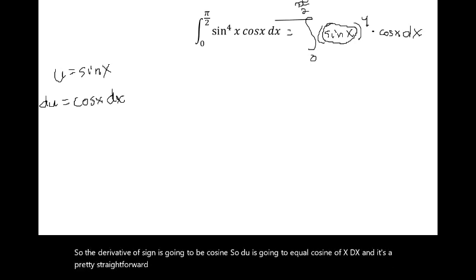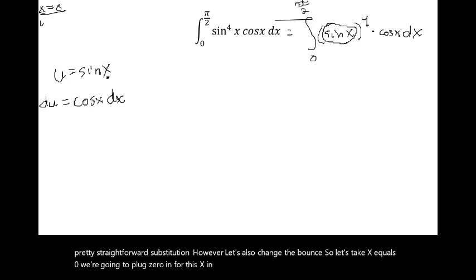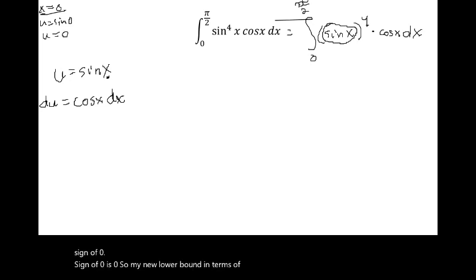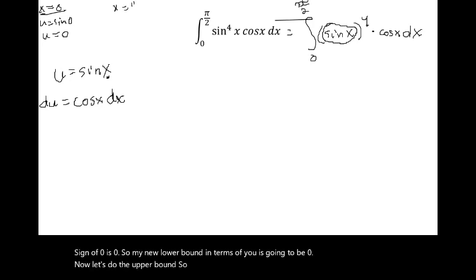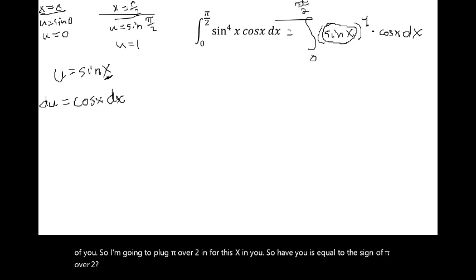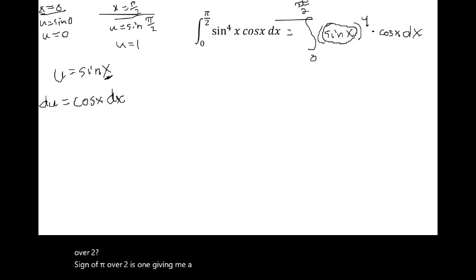However, let's also change the bounds. So let's take x equals 0. We're going to plug 0 in for this x in our u function, so I have u is equal to the sine of 0. Sine of 0 is 0, so my new lower bound in terms of u is going to be 0. Now let's do the upper bound. So let's change the upper bound, pi over 2, into a bound in terms of u. So I'm going to plug pi over 2 in for this x in u, so I have u is equal to the sine of pi over 2. Sine of pi over 2 is 1, giving me a new upper bound of 1.